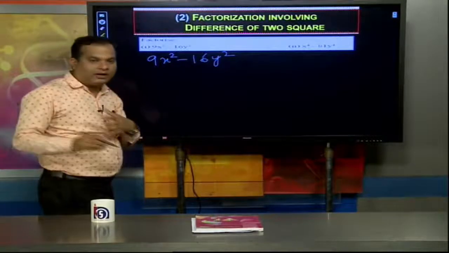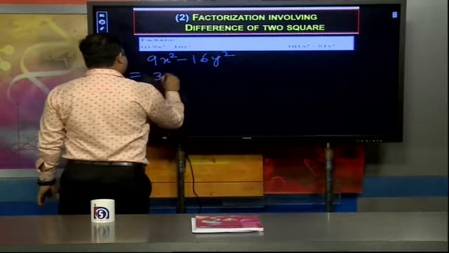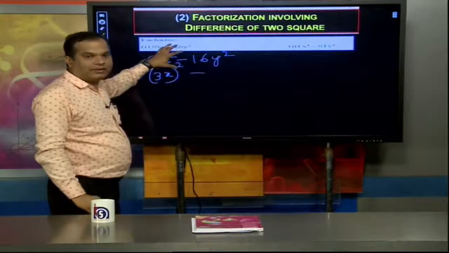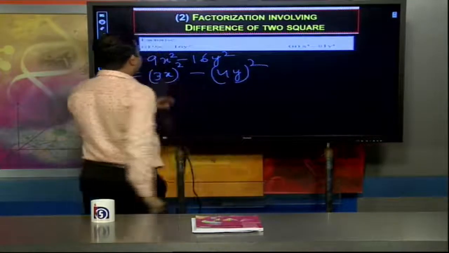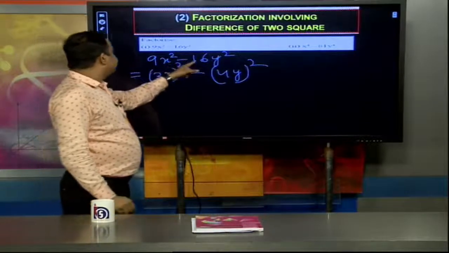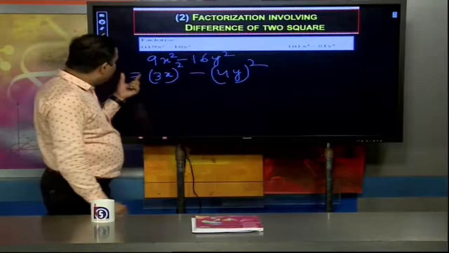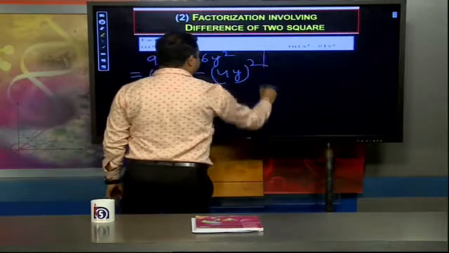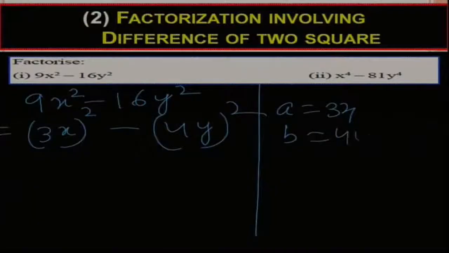What will its factors be? Now, 9x square I can write as 3x whole square, because 3x whole square is equal to 9x square. Minus, I can write 4y whole square, which is equal to 16y square. So now, what is the formula you find? a square minus b square, because simply here a equals 3x, b equals 4y.